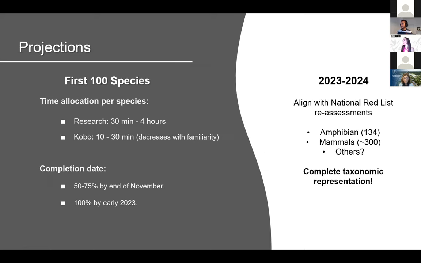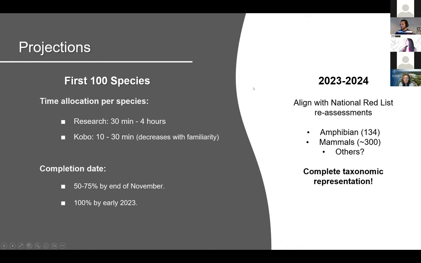What we hope is that by early next year, we'll have all of our 100 plus species analyzed, but we want most of this to be done by the end of November. We have been seeing that the research component takes anywhere from 30 minutes to about 4 hours for a given species, and entering the data onto our data collection form, the COBO form, which you'll hear more about, takes about 10 to 30 minutes. And so it's sufficient time. We should be able to complete everything in good time.